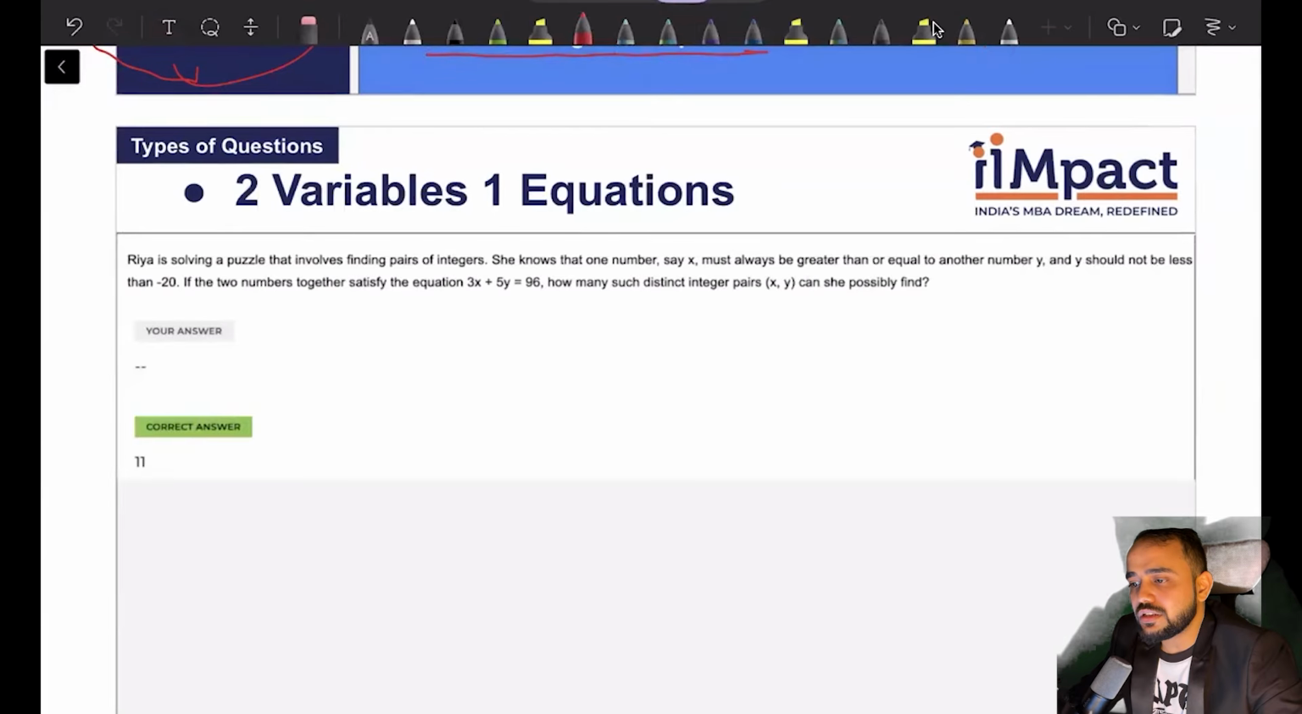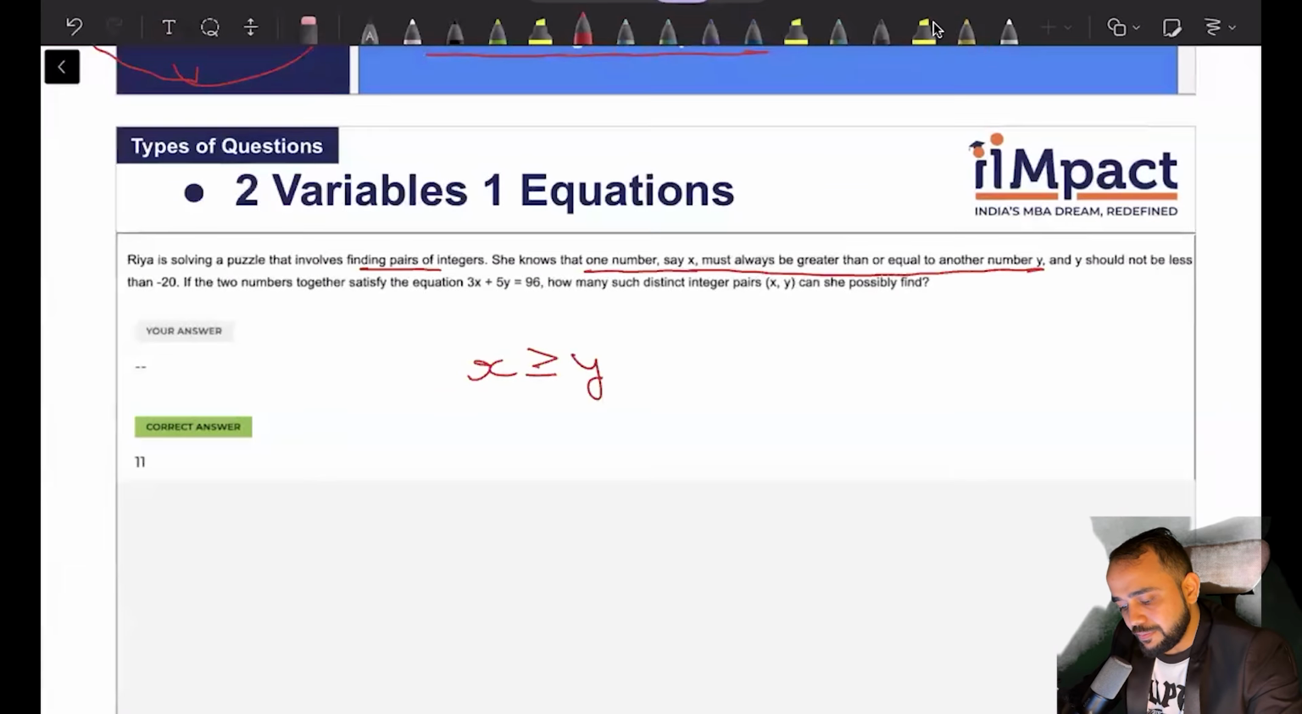Ria is solving a puzzle that involves finding pairs of integers. She knows that one number, say x, must always be greater than or equal to another number y. Is this an equation or is this a constraint they have given you? This is a constraint that x is greater than or equal to y. Finding pairs of integers. Is this a constraint that they have given you? x and y are integers.